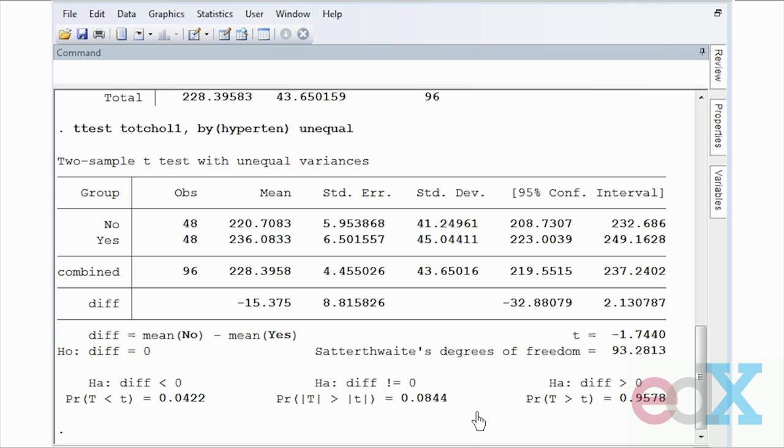This is how we read the result of our command, which was the t-test. So, a t-test on the total cholesterol, by the two groups, hyper10, and let's not make the equal variance assumption. So you have to say, I'm going to make the unequal one. I leave it to you to explore what happens with the Welch approximation, and to explore what happens if you use the equal variance assumption.